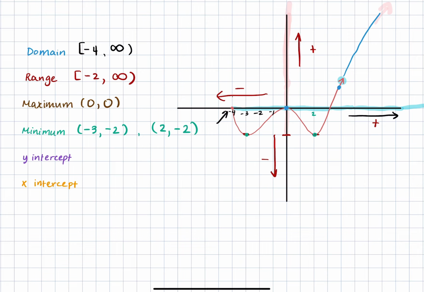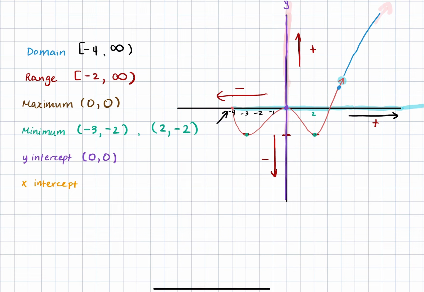Perfect. Now, the y-intercept. Where does the graph touch the y line? So this is the y line. So it touches over here at the origin, 0, 0.